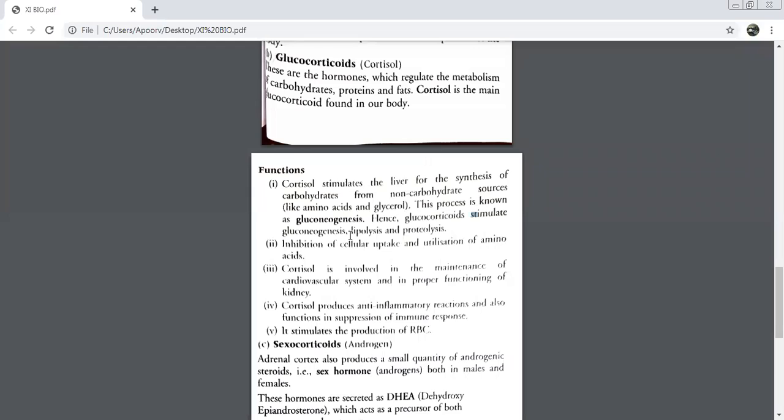So which organ is stimulated for this? Liver. And who is going to stimulate this? Cortisol. Glucocorticoids. Yes, beta. Now let's move on to the term lipolysis. What is lipolysis? Any idea?